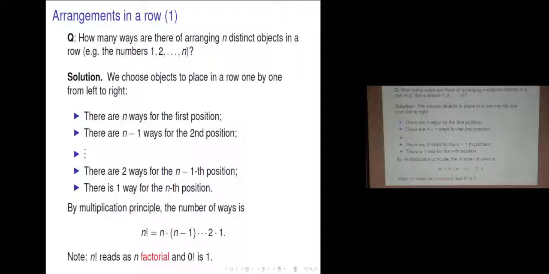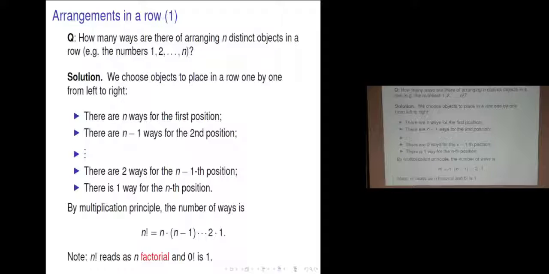Now, by the multiplication principle, the number of ways is just to multiply everything together, which is n times n minus 1 times all the way down to 1. We are going to use this a lot, so we give it a shorthand. We use the exclamation mark here, and it reads as factorial. So this is called n factorial.